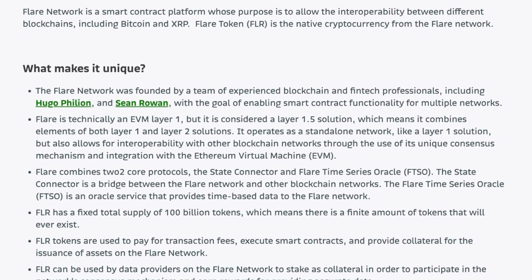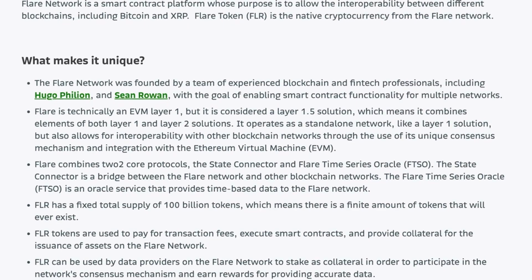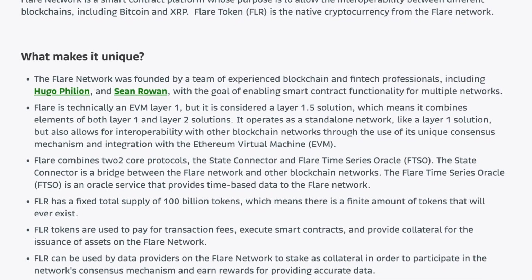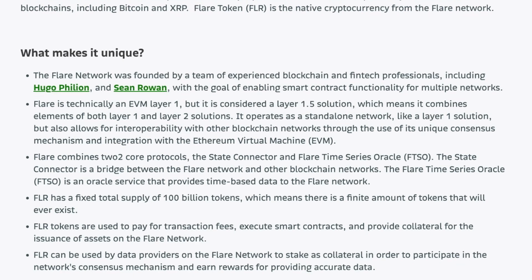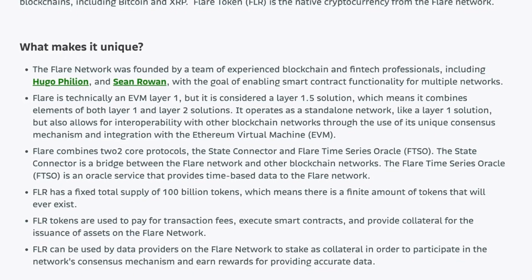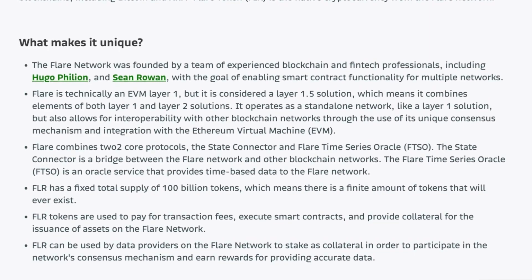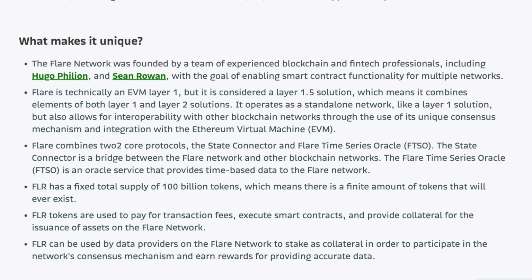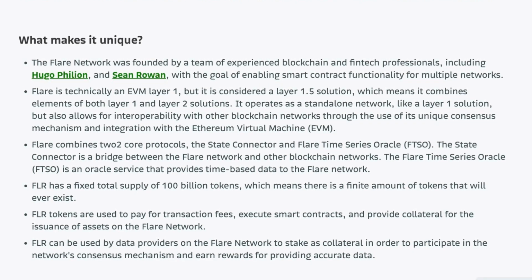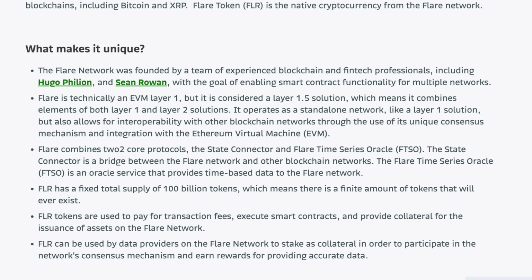FLR combines two core protocols, the State Connector and the FLR Time Series Oracle, FTSO. The State Connector is a bridge between the FLR network and other blockchain oracles, while the FTSO is an oracle service that provides time-based data to the FLR network. So FLR will only ever have 100 billion tokens. FLR tokens are used to pay for transaction fees, execute smart contracts, and provide collateral for the issuance of assets on the FLR network.